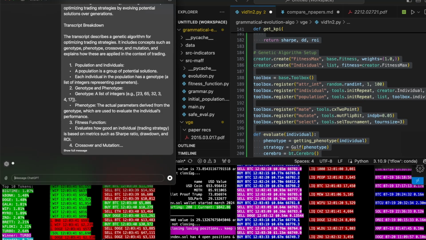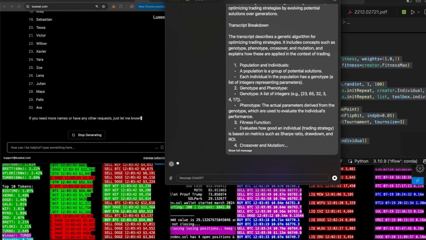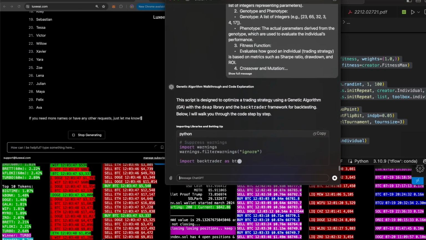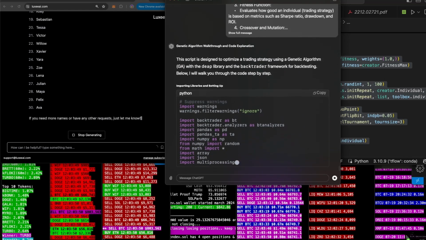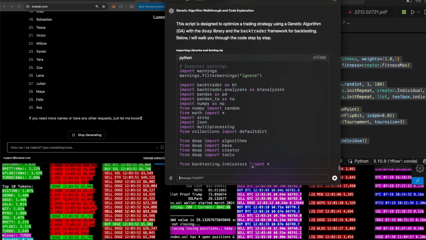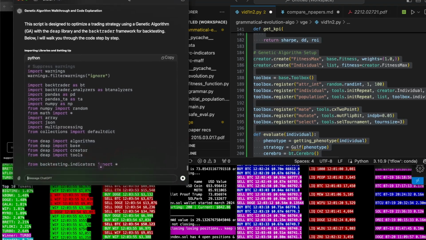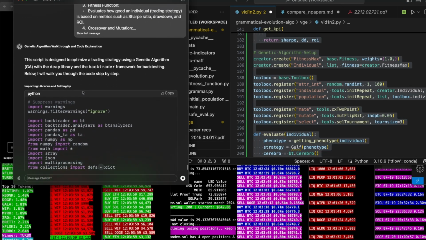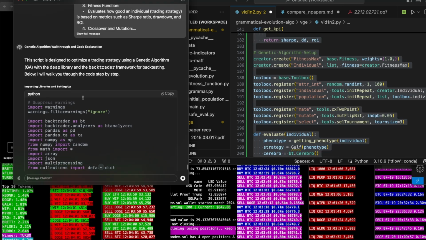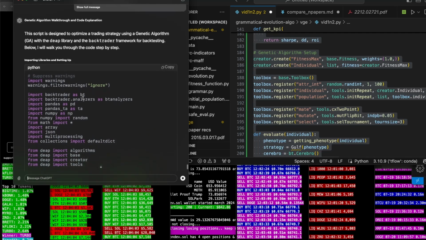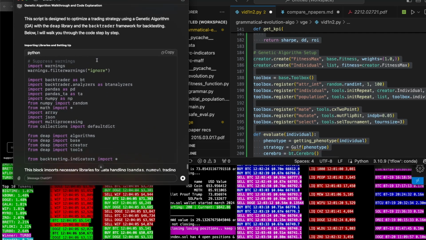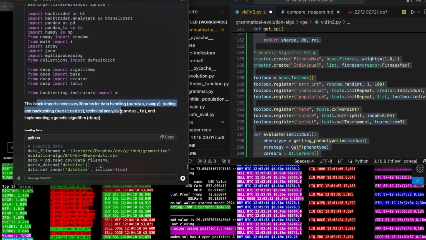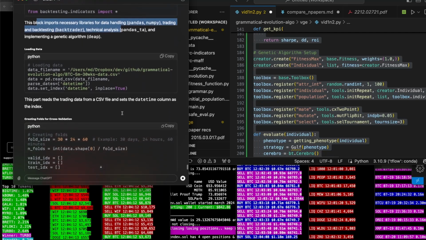Okay, let's start with that. So this script is designed to optimize a trading strategy using a genetic algorithm (GA) with the DEAP library and the Backtrader framework for backtesting. Below, I walk you through the code step by step. So this is just a bunch of imports. These imports are libraries like pandas, numpy, etc.